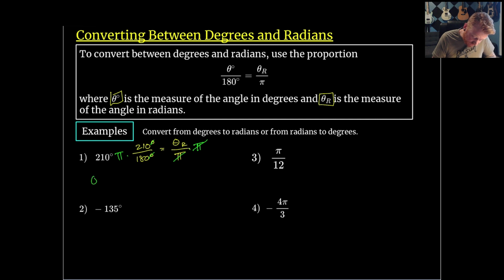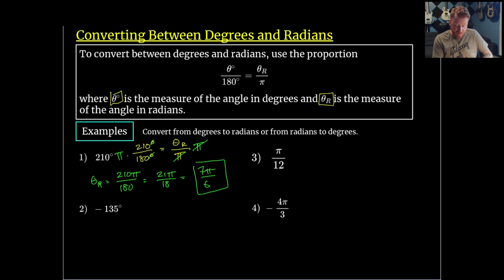So at this point, I've got theta sub r is equal to 210 pi over 180. I can reduce that a little bit to get, oops, not 2 pi, but 21 pi over 18. 3 goes into both of those, and that'll give me 7 pi over 6. So this is the radian equivalent, 7 pi over 6, to 210 degrees.